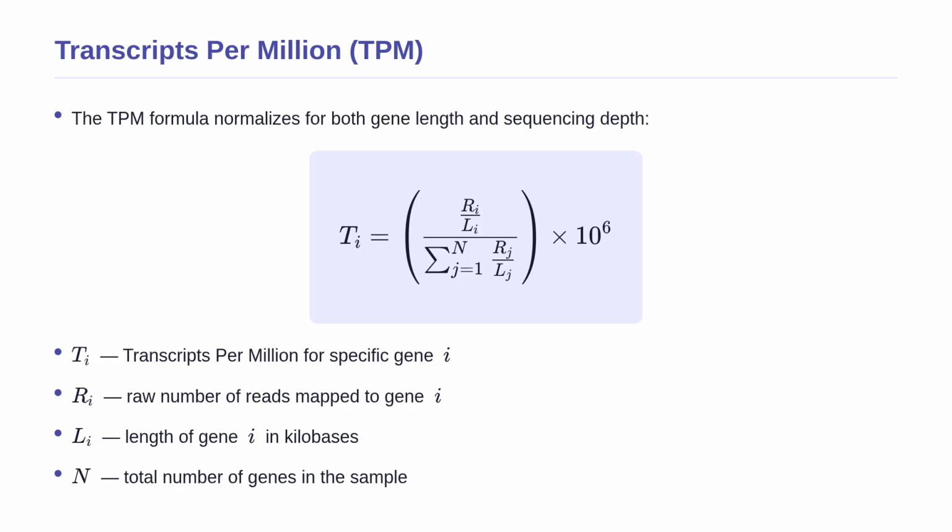T sub i is the final TPM value. R sub i is the raw read count. L sub i is the gene length in kilobases. If raw reads increase, TPM increases. But if the gene length is larger for the same number of reads, the TPM decreases because those reads are spread over a larger physical area.